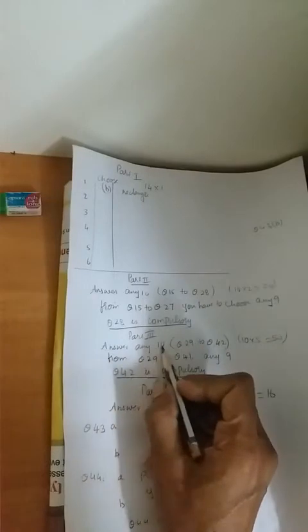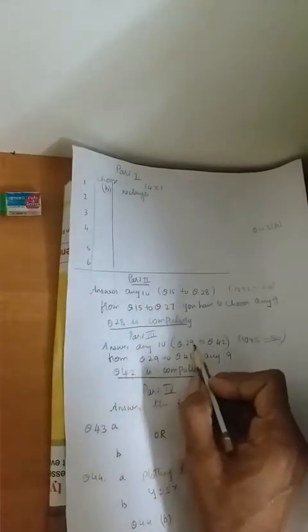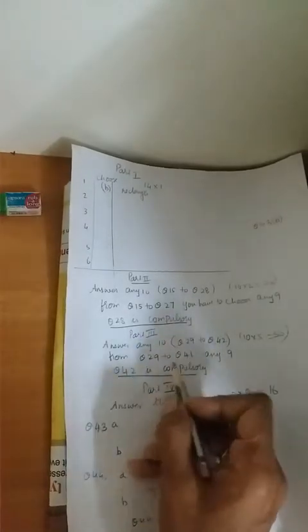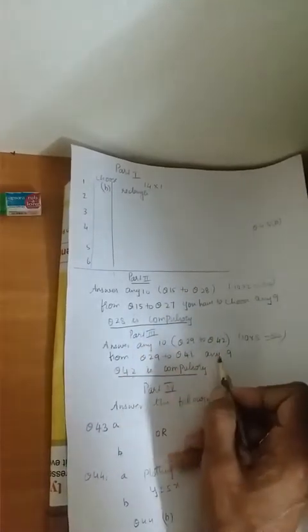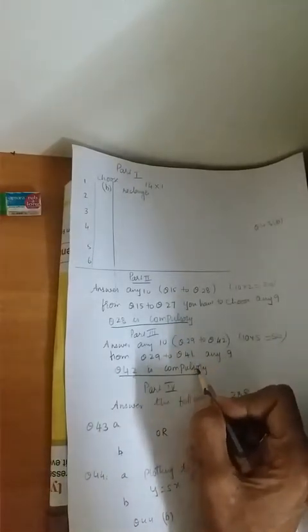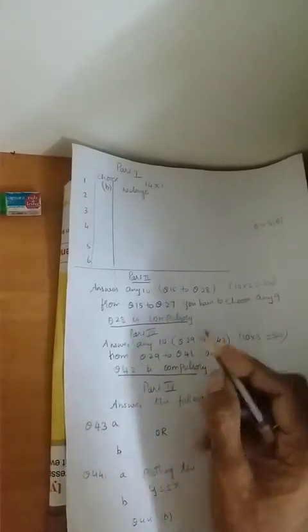Now, part 3: answer any 10. In this also, question number 29 to question number 42, and question number 42 is compulsory. From 29 to 41, you have to choose any 9. In this also, please count how many questions you have written. Please count whether you have written 9 questions or not.